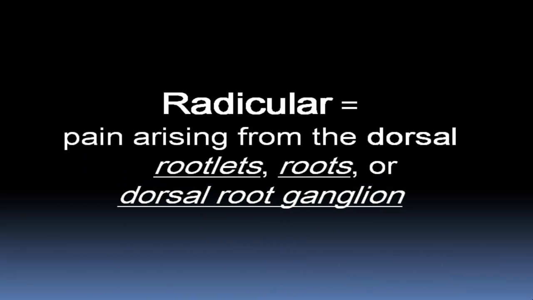Radicular pain is a very specific definition. It indicates pain that originates from dorsal rootlets, roots, or the dorsal root ganglion. This can be from compression or from ischemia, inflammation, and other mechanisms. Radiating pain may also be referred pain, arising from a sclerotogenous source or trigger points.